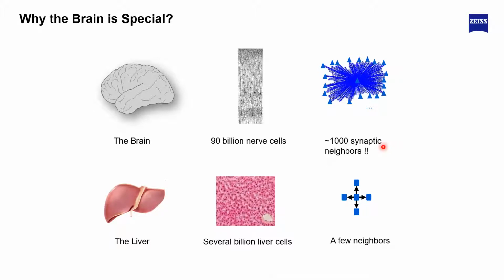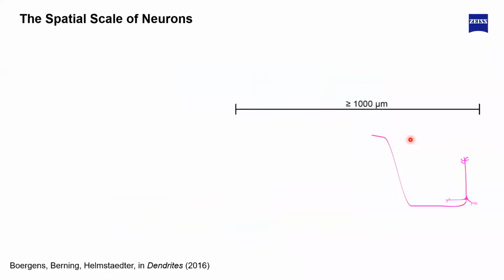So if we do a side-by-side comparison of how many other neighbors a nerve cell can communicate with in comparison to a typical liver cell, then we will see that there's a factor of almost 3 orders of magnitude that a nerve cell can communicate with other cells, and that is partly due to their anatomy or the morphology of those cells. And this is the next topic that I want to dive into.